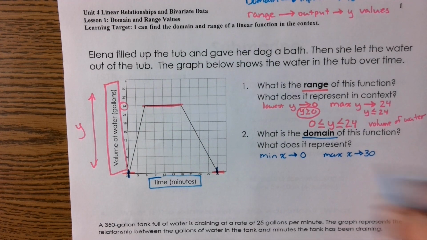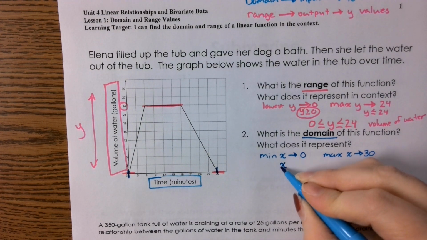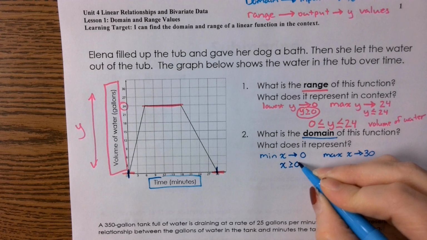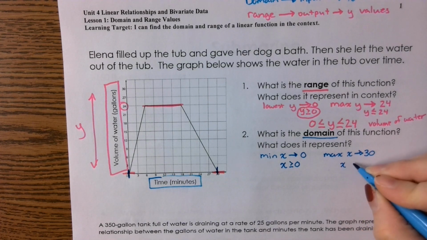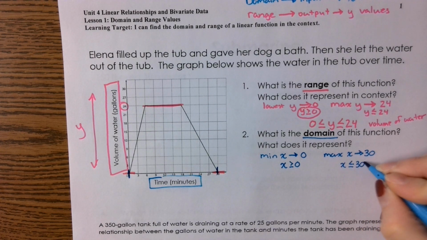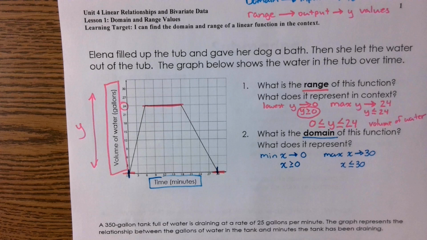Okay, so again, if we were to write this, we've got that x is going to have to be greater than or equal to 0. It does start at 0, right? 0 is included as part of the time. And also the maximum x is going to be less than or equal to 30. It can be equal to 30 or it can be less than 30.